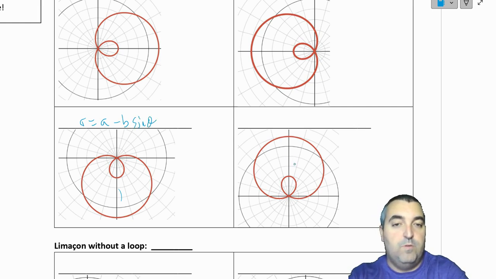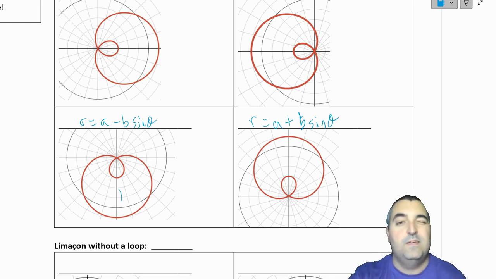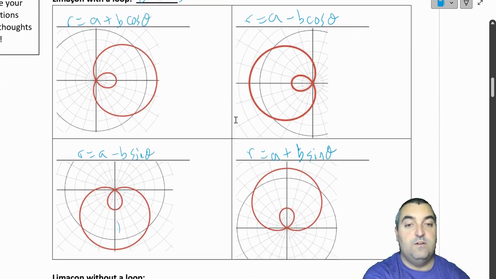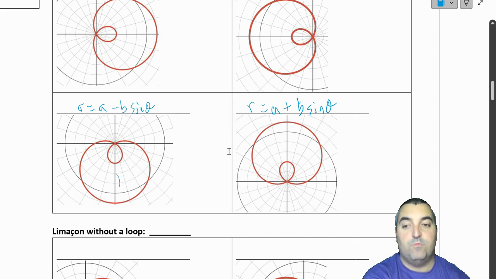And then this one, most of the action's above, so it's r equals A plus B sine of theta. And again, that's really all you need to know, is just how that pattern works.